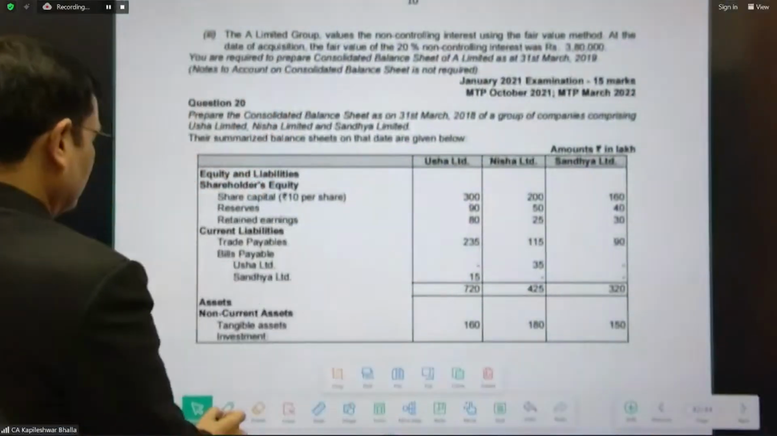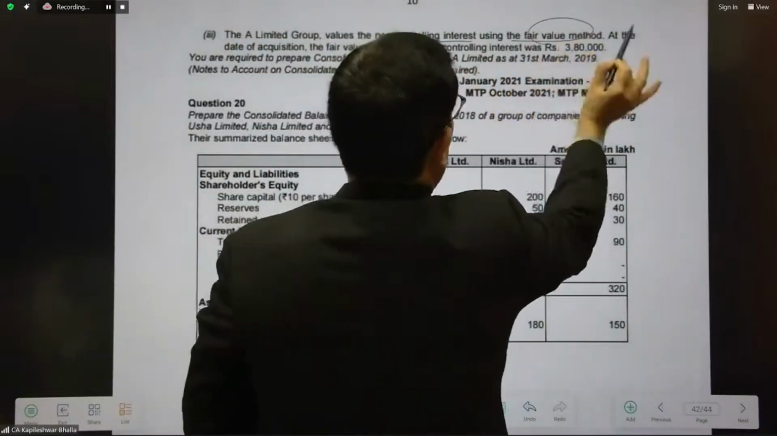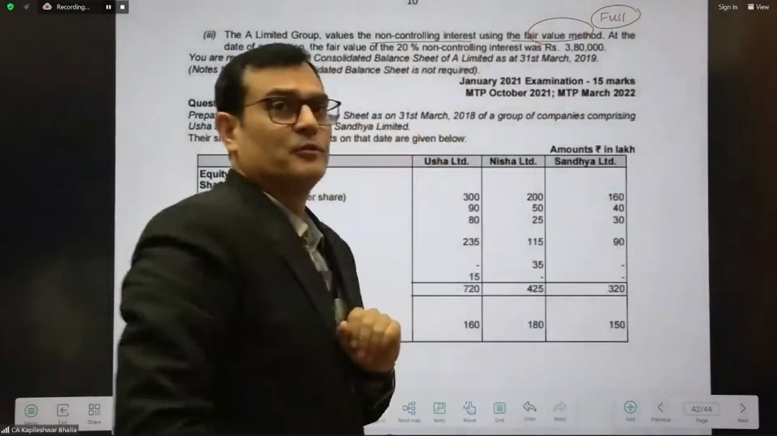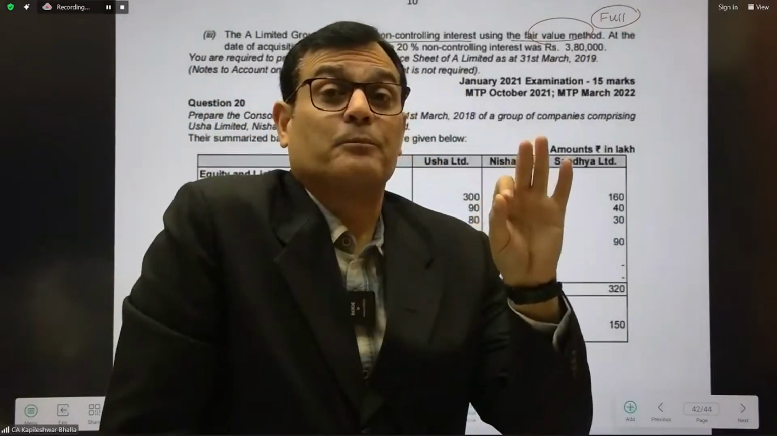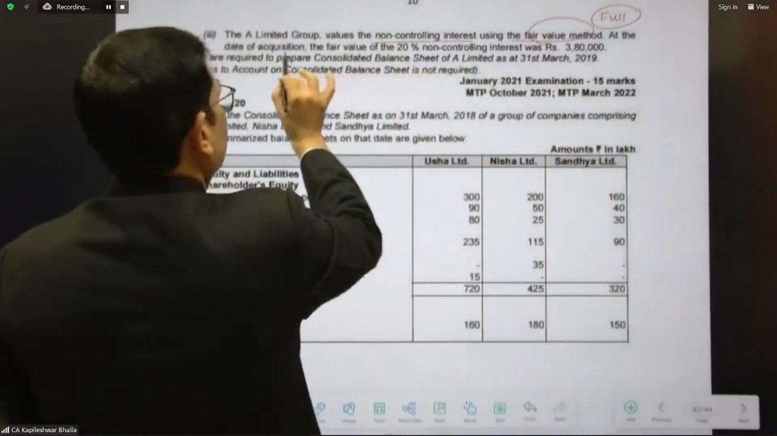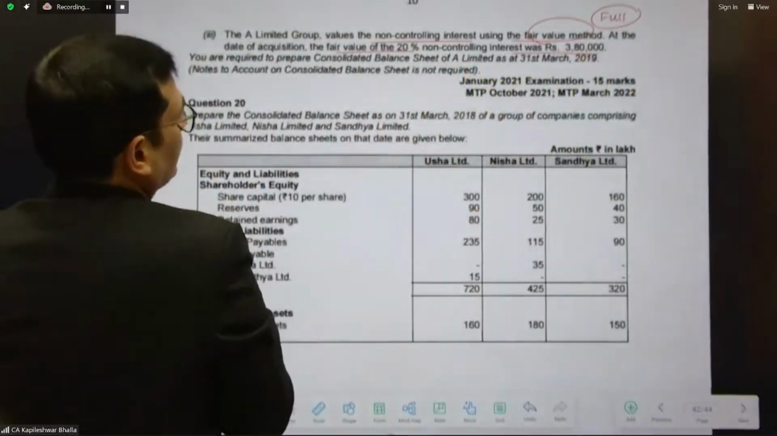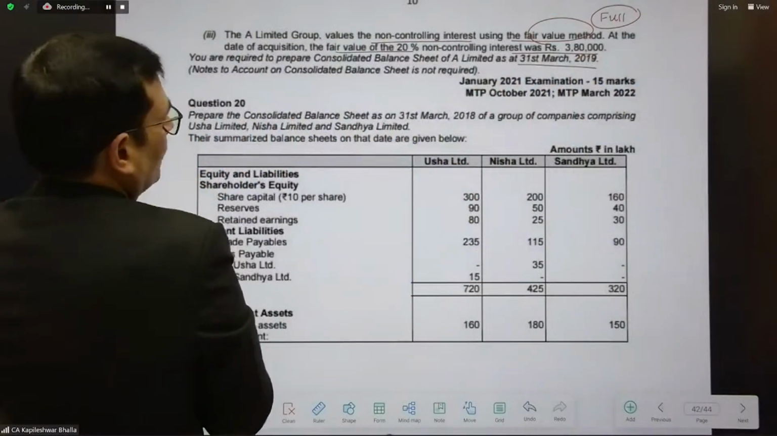And then further, we are given inputs. In point number 3, it says A values the NCI using the fair value method, which means the goodwill is supposed to be full. And if the goodwill is full, you need to consider the impairment of goodwill to be segregated both towards parent and NCI. Then it says at the acquisition date, the fair value of the 20% NCI is already given. You are required to make a consolidated balance sheet on March 19. Notes to accounts not required.